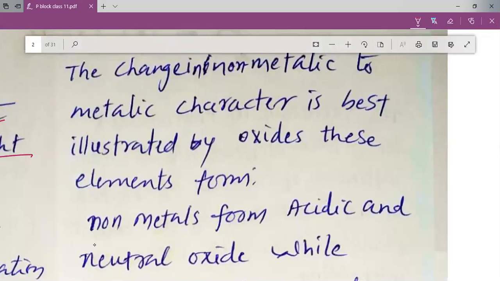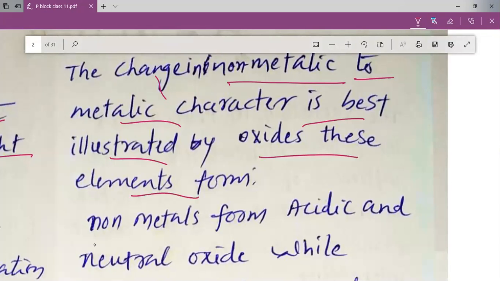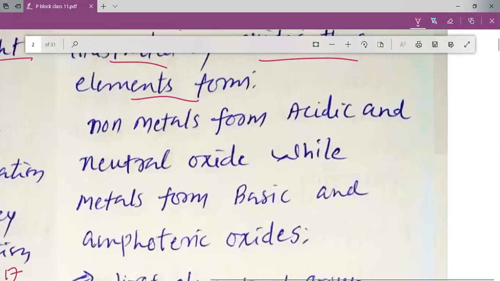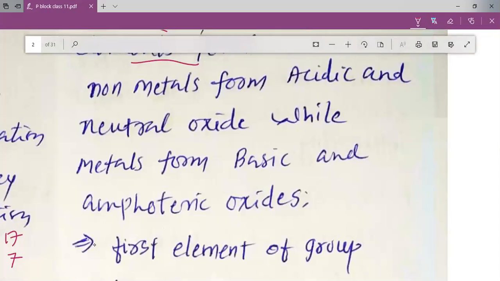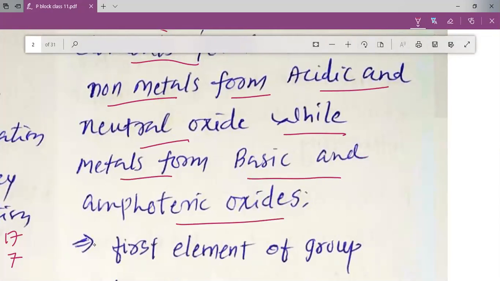The change in non-metallic to metallic character is best illustrated by the oxides these elements form, my dear students. So let's move forward and understand. The non-metals form acidic oxides and neutral oxides, while the metals form basic oxides and amphoteric oxides.